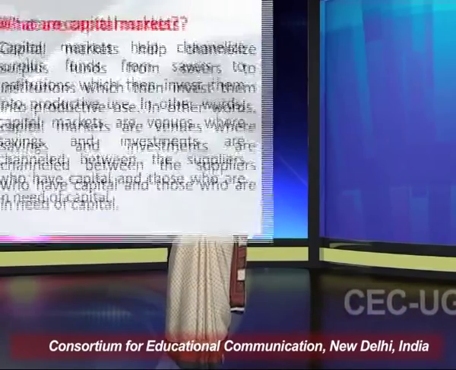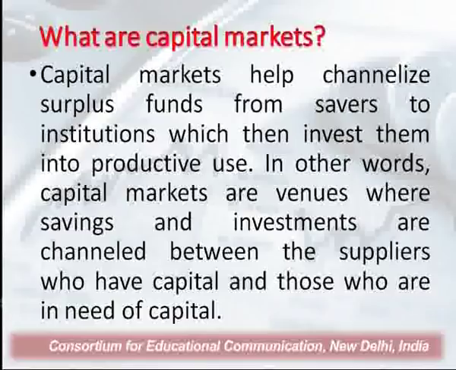Now, all of us understand how to save our money in a bank account. So today we'll talk about how to invest your money in the stock market. Now stock market is a market which comes under the capital market. Capital markets help channelize surplus funds from savers to the institutions, which then invest them into productive use. In other words, capital markets are venues where savings and investments are channelized between the suppliers who have capital to those who are in need of capital.